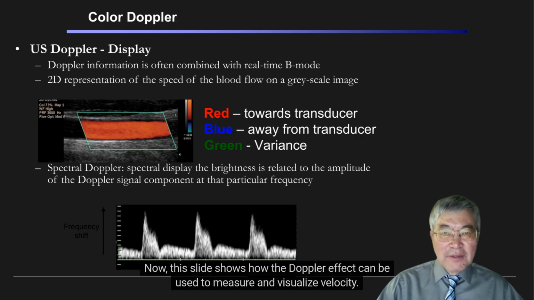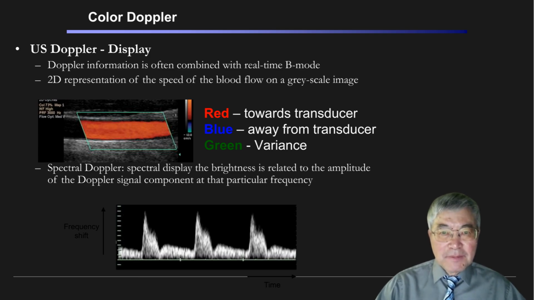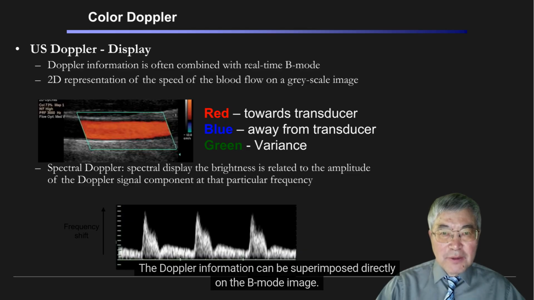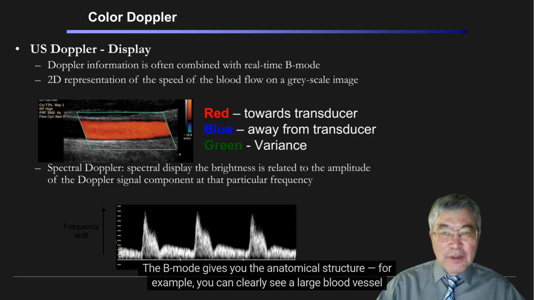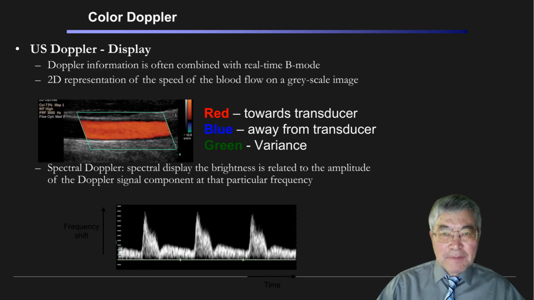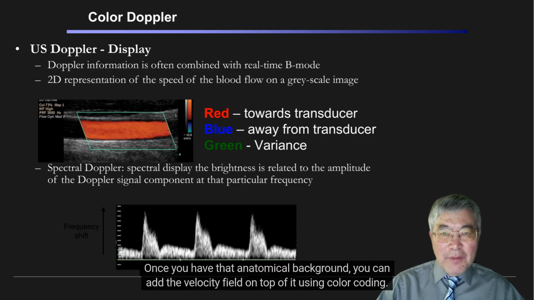Now, this slide shows how the Doppler effect can be used to measure and visualize velocity. The Doppler information can be superimposed directly on the B-mode image. The B-mode gives you the anatomical structure. For example, you can clearly see a large blood vessel here. Once you have that anatomical background, you can add the velocity field on top of it using color coding.